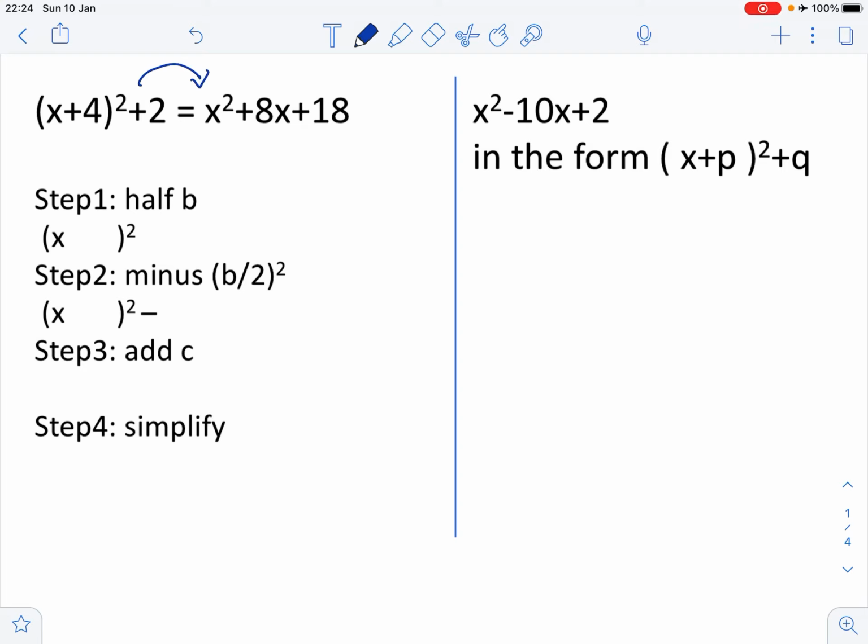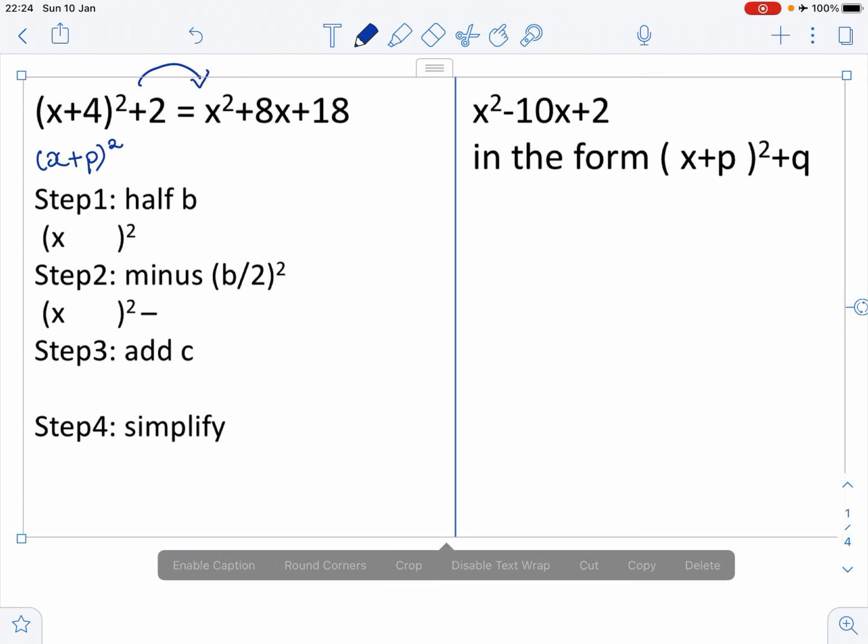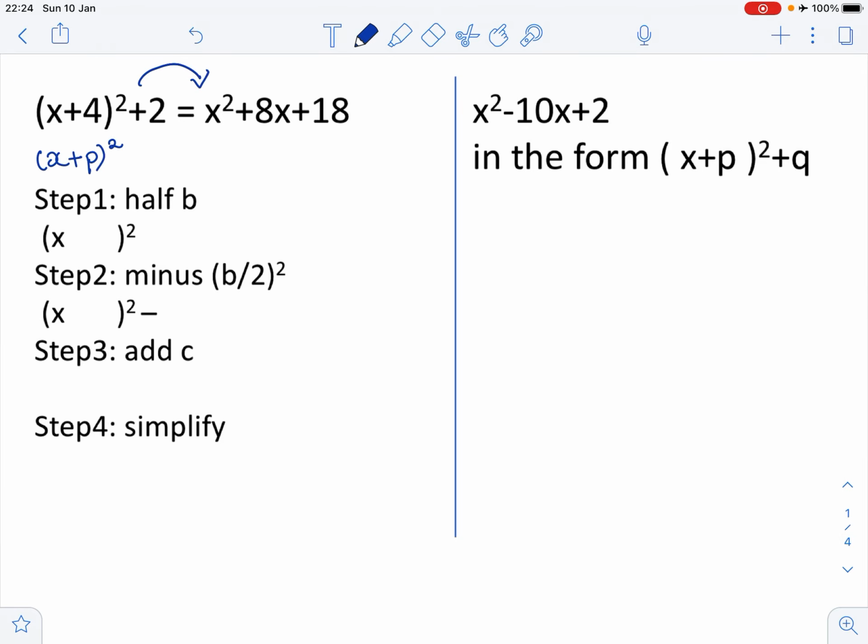As for completing the square, we always end up in this format. It's always going to be x plus a number, let's call it p, squared. We could call this p any letter in algebra. It could be a, b, or c, and always plus another number. I'm just going to call it q in here. Again, it could be written in any other letters, like c, d, or f.